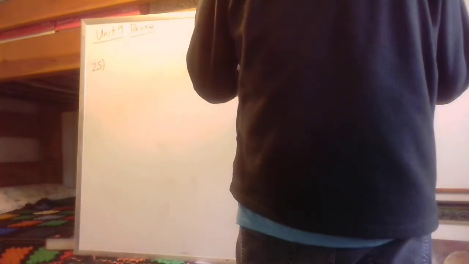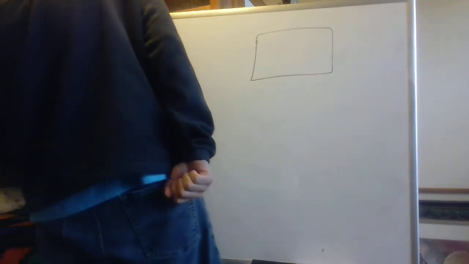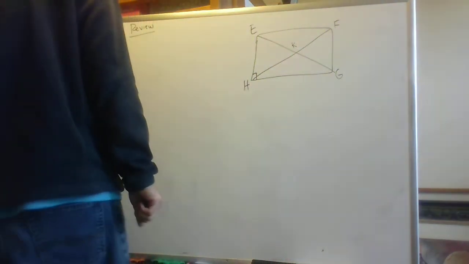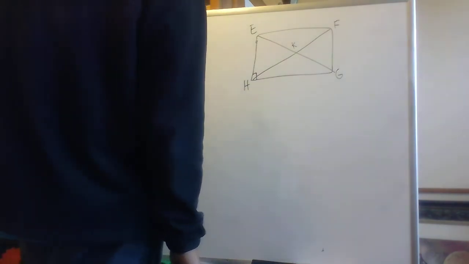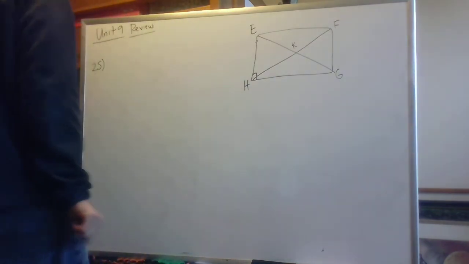So problem 25, this was kind of out of order because it had 25 and then 23. I am going to draw the rectangle that we're looking at, and it is EFGH, and then it has diagonals, and the intersection point of the diagonals is K, and then it has a 90-degree angle right there.